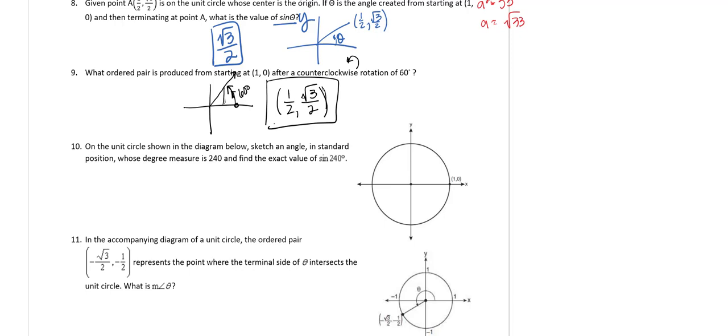On the unit circle shown in the diagram below, sketch an angle in standard position. Standard just means we start at (1, 0) and we move counterclockwise, whose degree measure is 240, and find the exact value of sine of 240. All right, so we know here we have 90, we have 180. 240 is 60 degrees more than 180. So let's get this sketched right here.